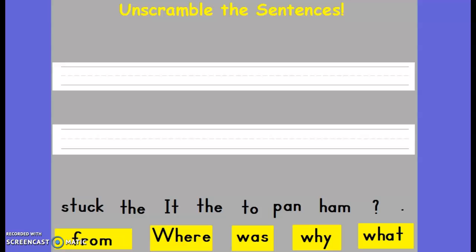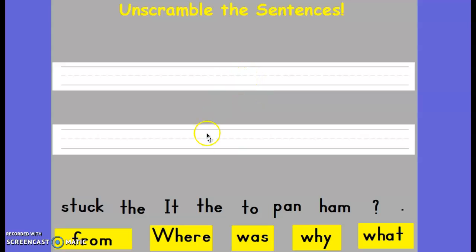Okay, for today, boys and girls, in our little warm-up, we are going to learn how to unscramble sentences using these words at the bottom that I have already on the screen. What does it mean to unscramble? Well, when something is all scrambled, it means that it is all mixed up. So when you unscramble something, it means you're putting it back together into the right order, okay?